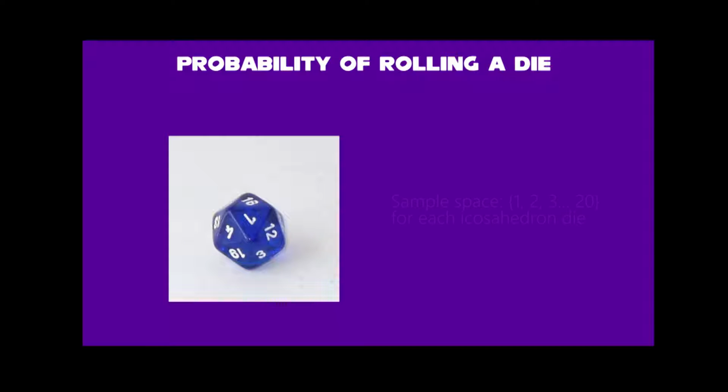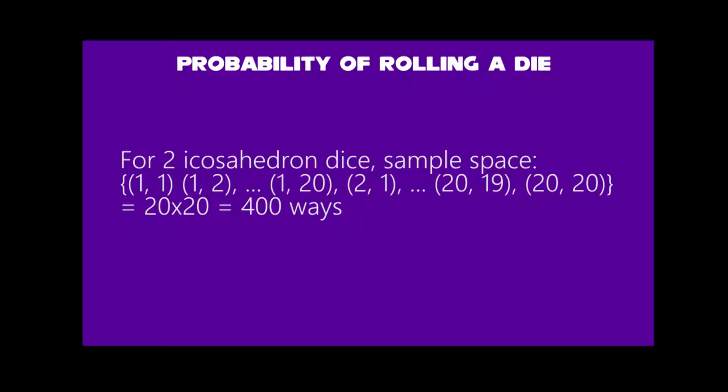Did you notice a 20-sided die? You can see a different variation of a die as an example. 20-sided die is an icosahedron dice. For at least 2 of them, the sample space will be listed below. There are 400 ways of rolling 2 icosahedron dice, that is 20 times 20.